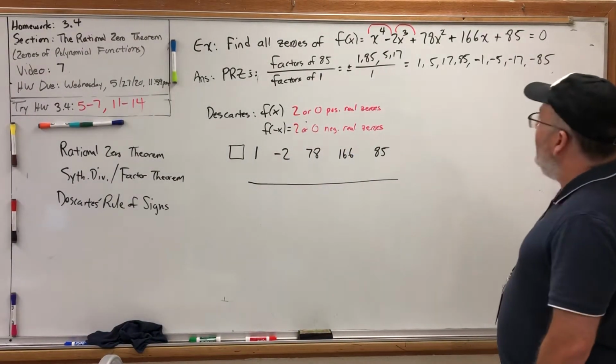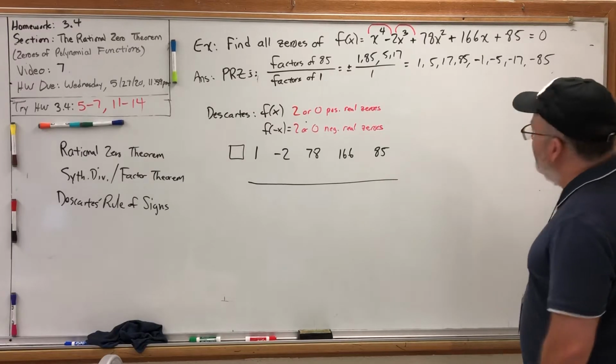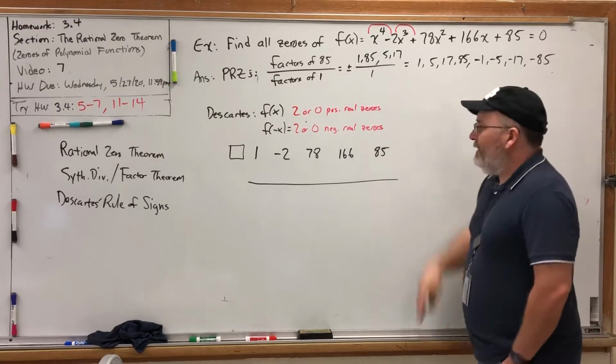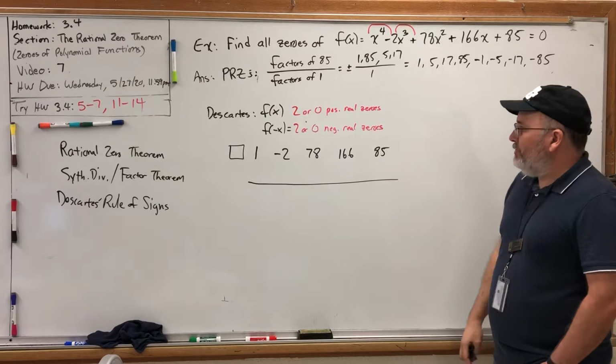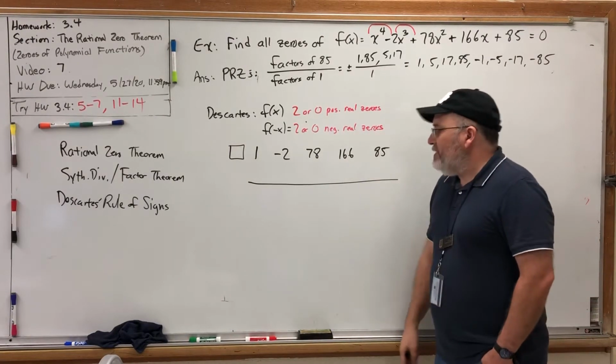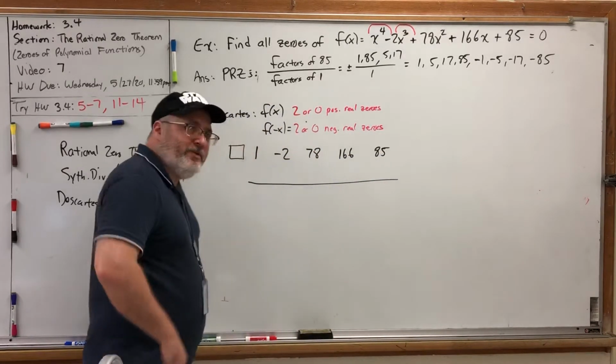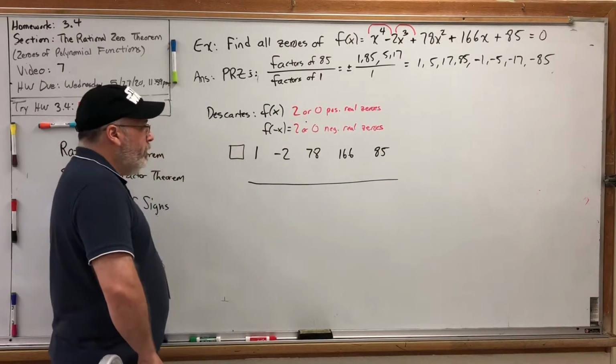In the previous video, we were finding the zeros of this function. We listed all the possible rational zeros. We analyzed Descartes' rule of signs, which told us there's either 2 or 0 positive real zeros, and 2 or 0 negative real zeros. Up to multiplicity, I'll explain what that means in a moment.